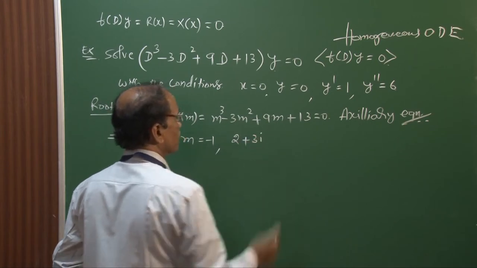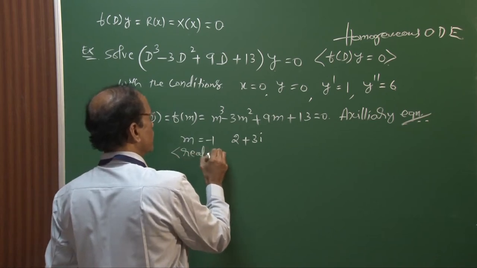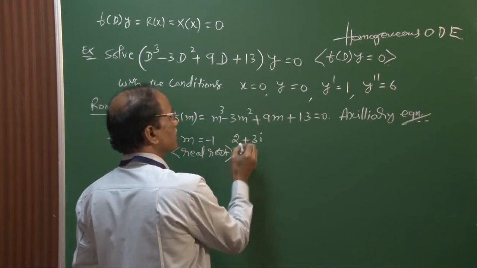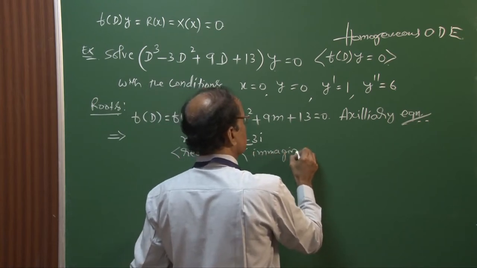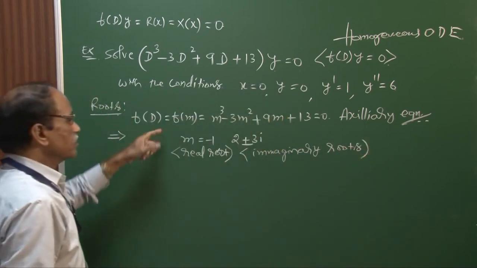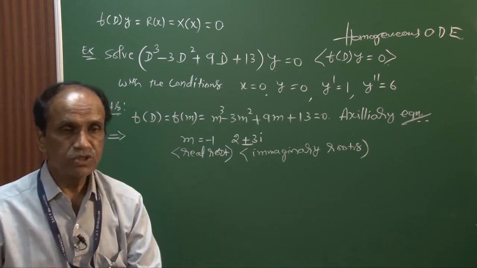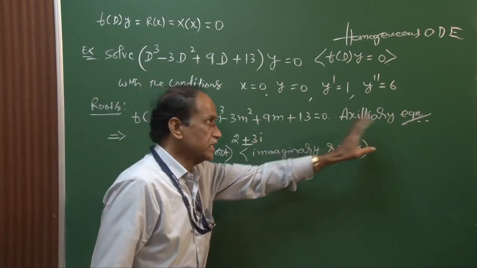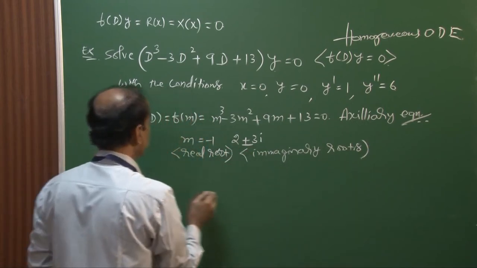That means you have one root as a real root, and another two as 2 plus or minus 3i, which are imaginary roots. So real roots and imaginary roots. What do you have to write? The solution for this equation is through the roots obtained for the auxiliary equation. So one is a real root and the other pair will be called imaginary roots.